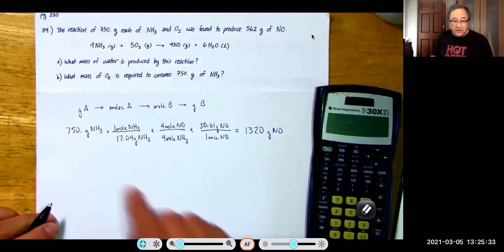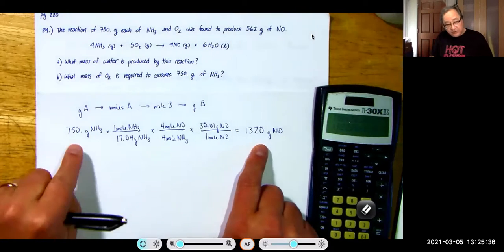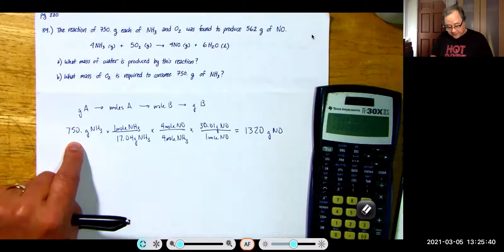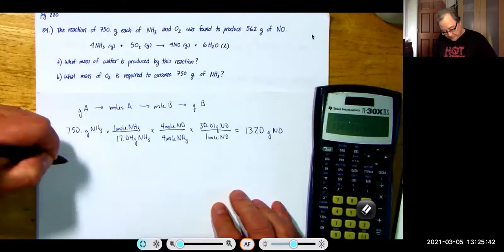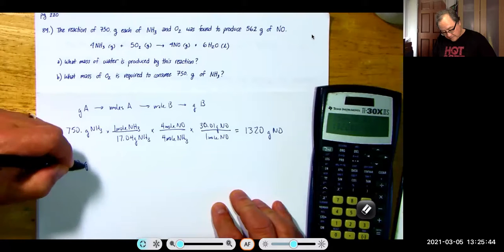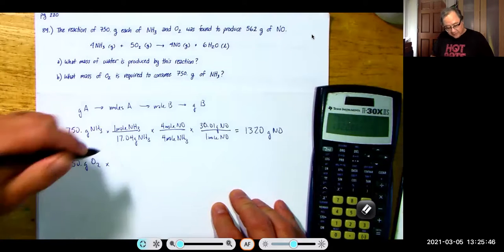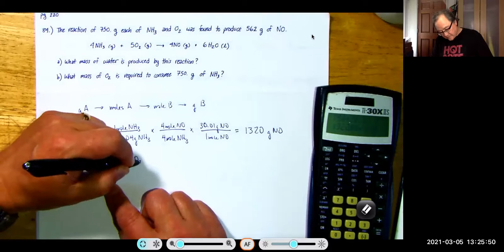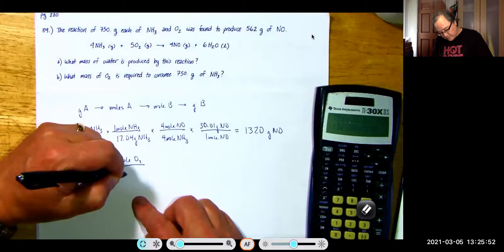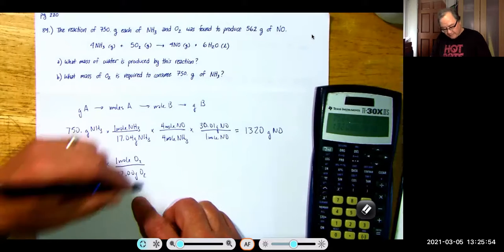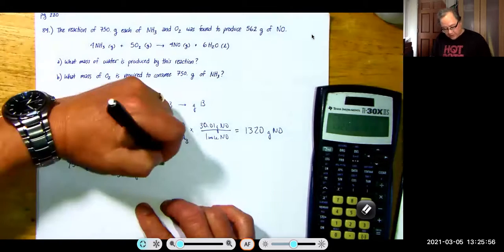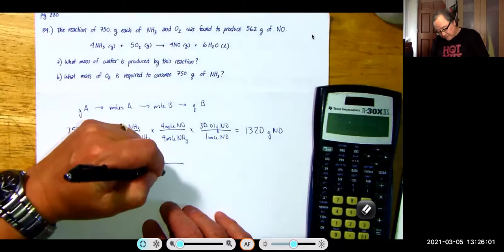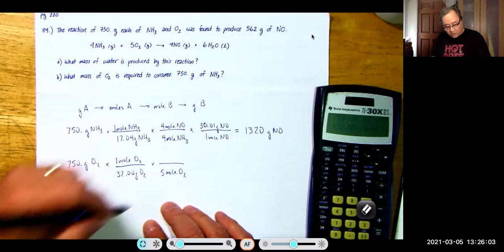So that's the theoretical yield if we use 750 grams of ammonia and we have as much oxygen as we need. I'm going to do the same thing with oxygen. Now, the mole ratio is 5 moles of oxygen to 4 moles of NO.